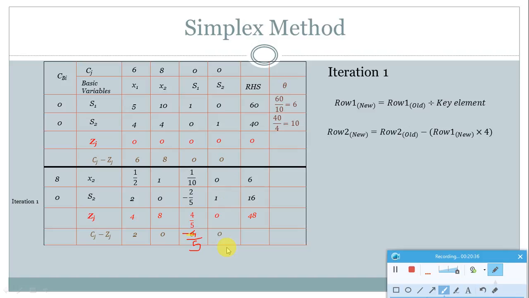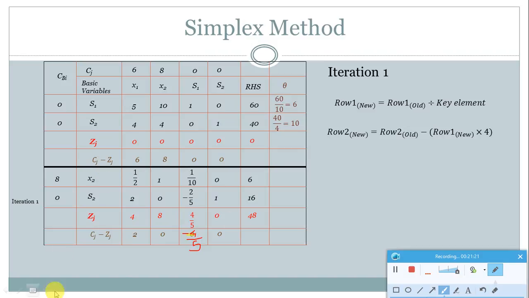Once the values of Cj minus Zj are calculated, again the optimality condition is checked. The optimality condition is that all the Cj minus Zj must be less than or equal to 0. Here, except for this value, all the values are either 0 or minus. So that means the optimality is not reached yet, and we need to go for iteration 2, the next iteration.